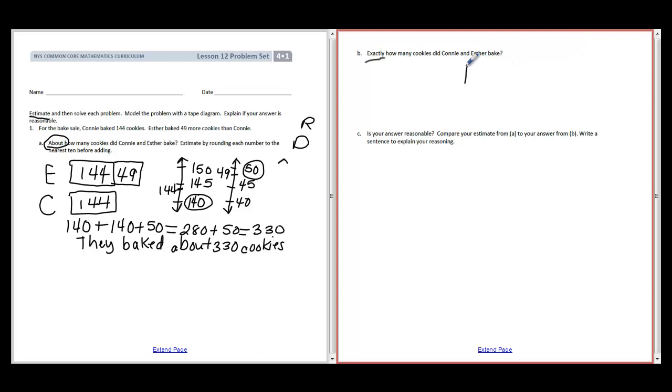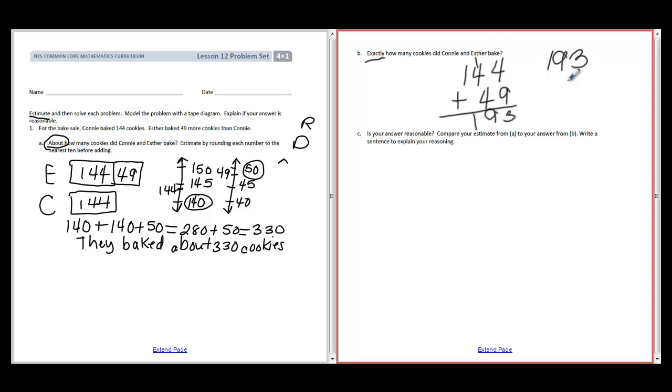So when I'm adding numbers, I would prefer to add them vertically than horizontally. So I'm going to start by adding 144 plus 49 to see how many cookies Esther baked, which would be 193. If you feel like you know what to do here, go ahead and pause the video and do it yourself and then just check your answer. But if you'd like to work it with me, feel free.